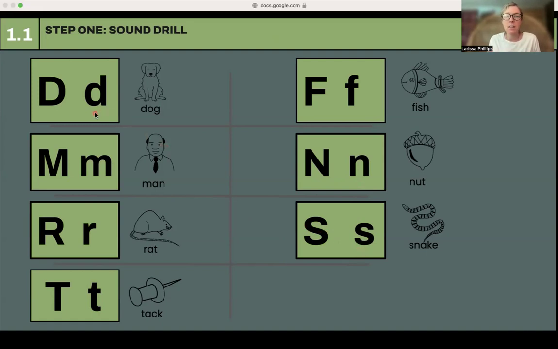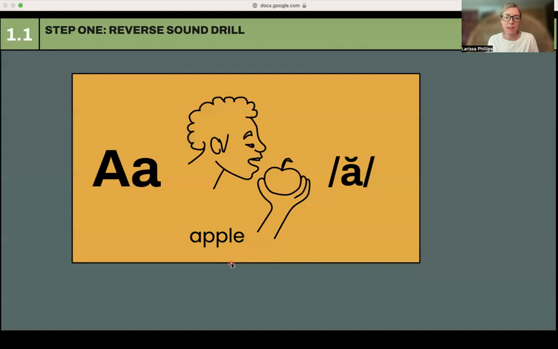Let's do it again. D, M, R, T, N, S. Okay. Now we're going to do the reverse sound drill.